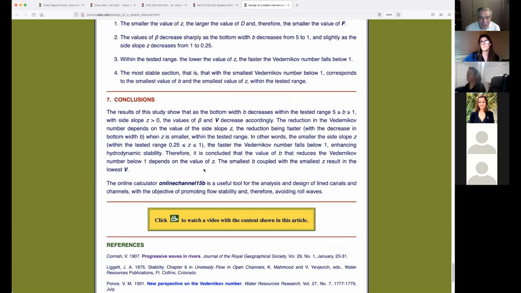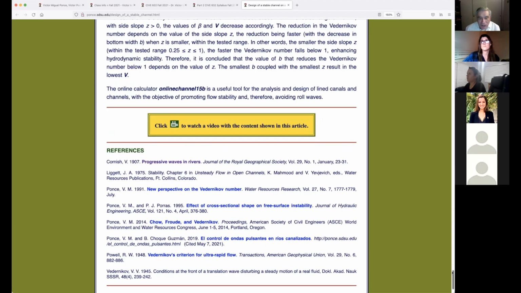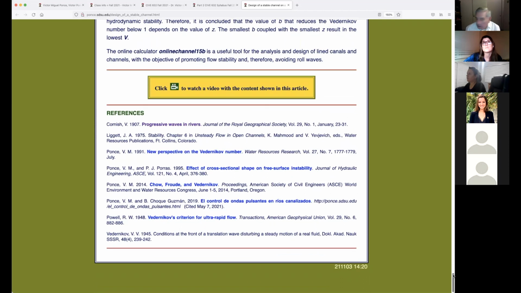It is concluded that the value of B that reduces the Vedernikoff depends on the value of Z. The line calculator is a useful tool for the analysis and design of lined channels with the objective of promoting flow stability and avoiding roll waves. I'm not going to show you the channel, the video, because you already have seen it.